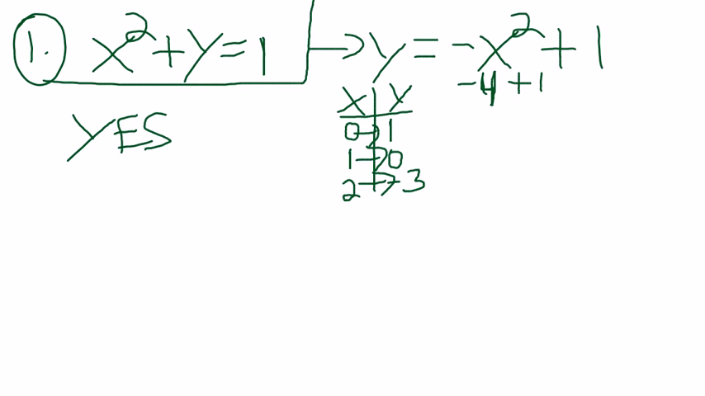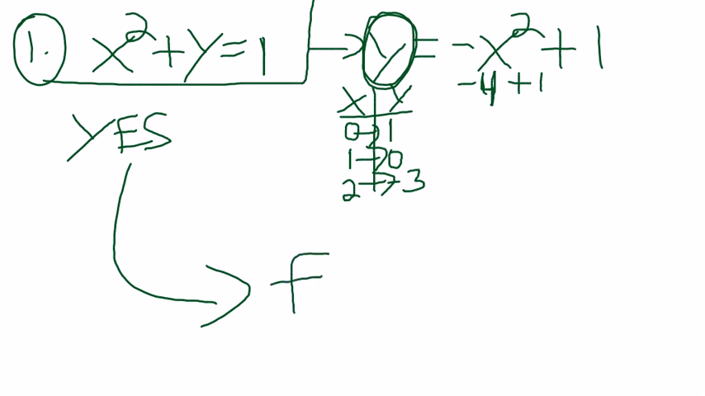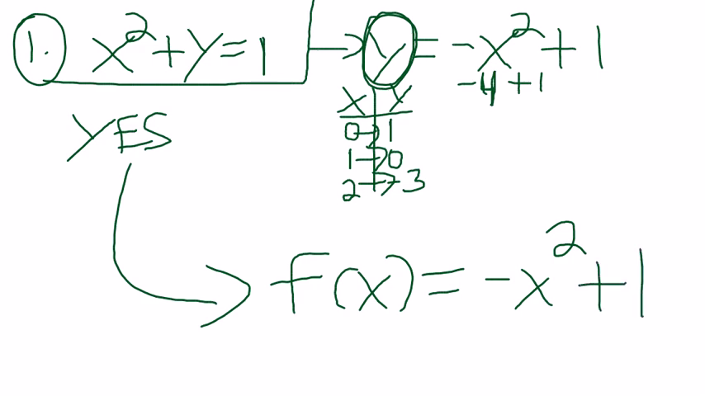Now, since this is a function, I could also write this out. Instead of putting this y, I can replace it with, which is what we're going to talk about next, function notation, with f of x. F of x is the same as y. F of x equals negative x squared plus 1, because I proved that that's a function.